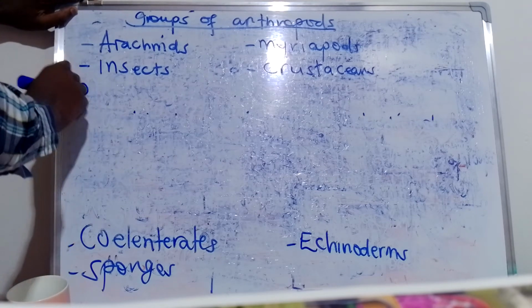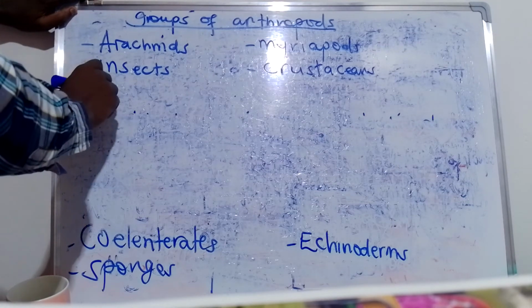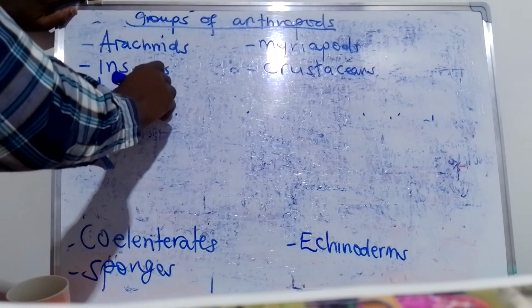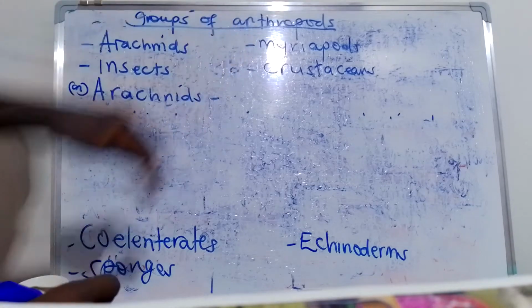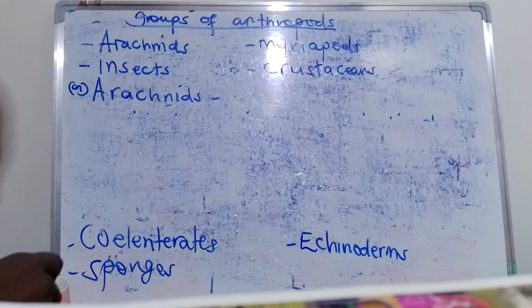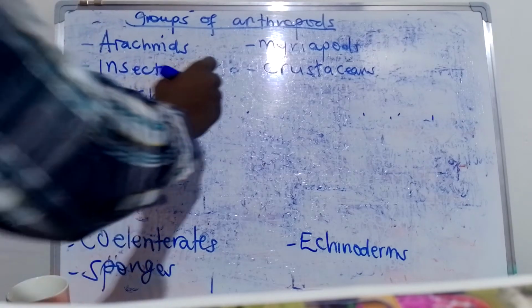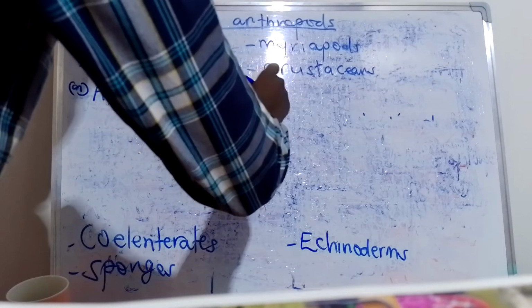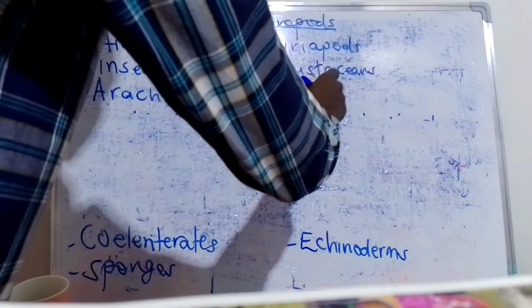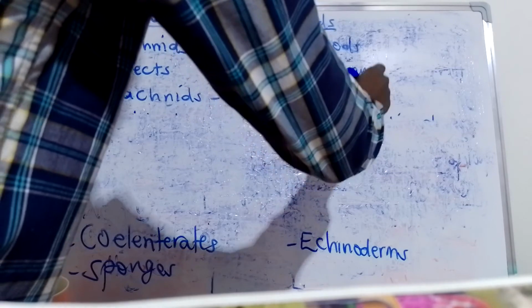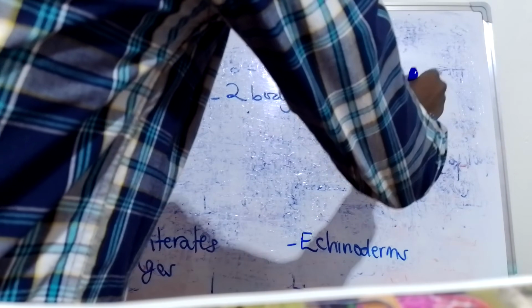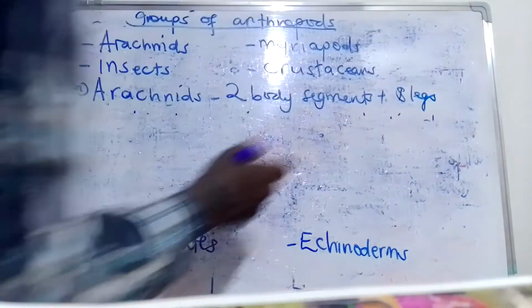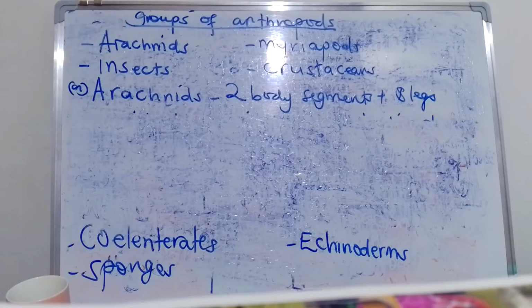Let's begin with arachnids. What are arachnids? Arachnids are arthropods with 2 body segments and 8 legs. They have 2 body segments and 8 legs.